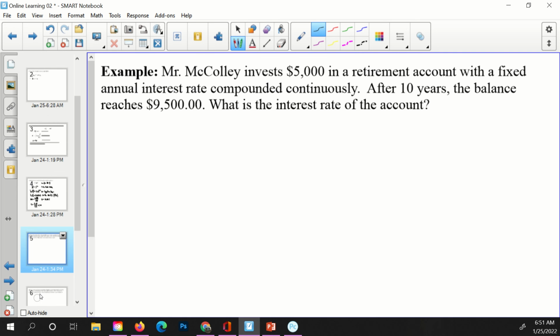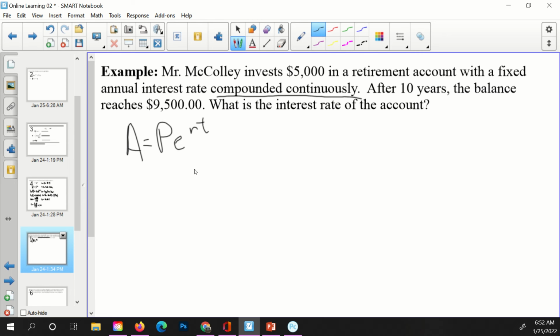All right, next one. Mr. McCulley invests $5,000 in a retirement account, fixed annual interest rate compounded continuously. After 10 years, the balance reaches $9,500. What is the interest rate of the account? So right off the bat, since it says compounded continuously, we think A equals Pe^(rt).